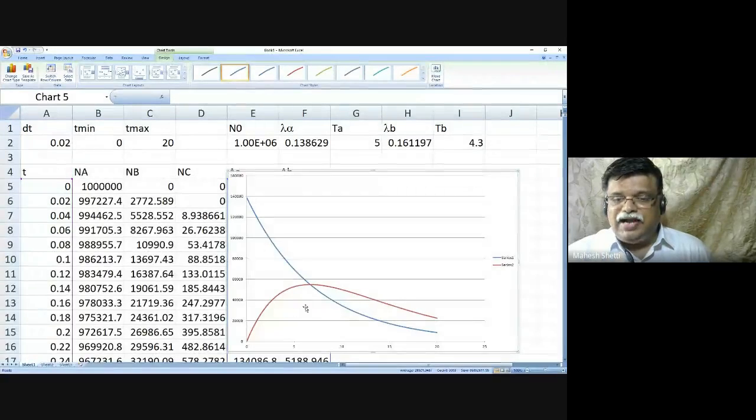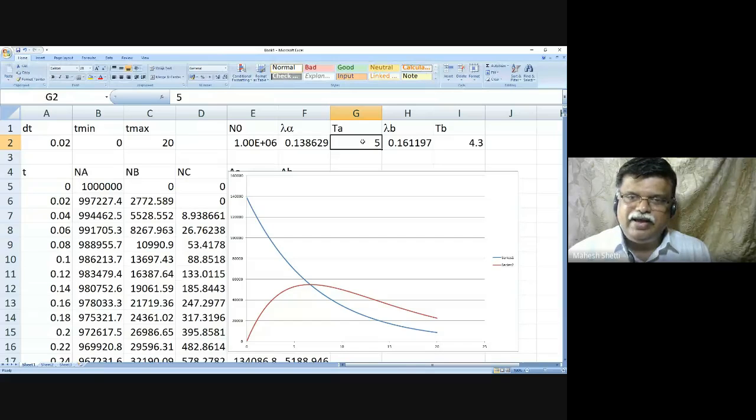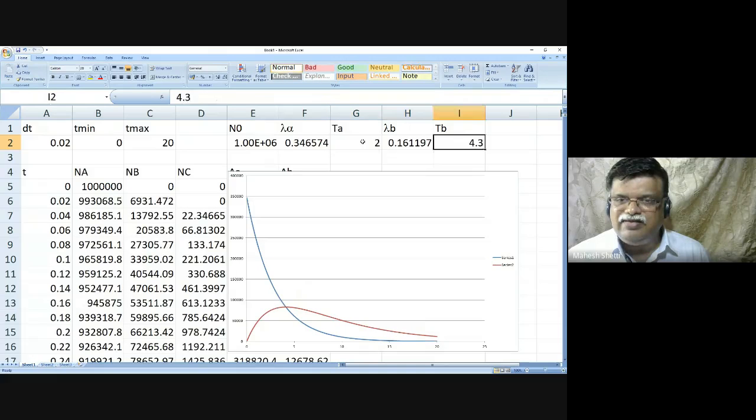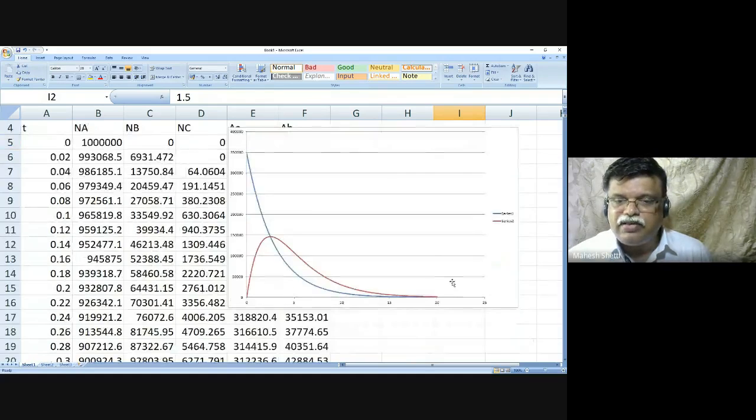So you see the activity of the two after a long time is going parallel, which means they are in a particular ratio. Now, because I have taken calculation up to 20 units, let me take these numbers as smaller numbers. Let us suppose the half-life of A is 2 and the half-life of B is, say, maybe 1.5.